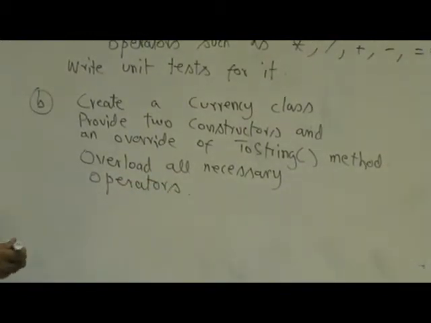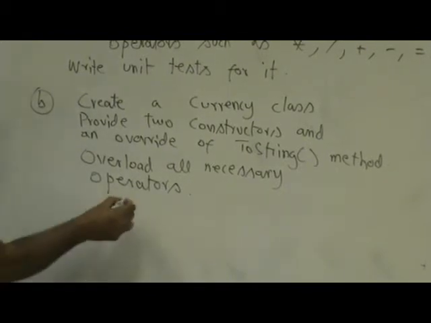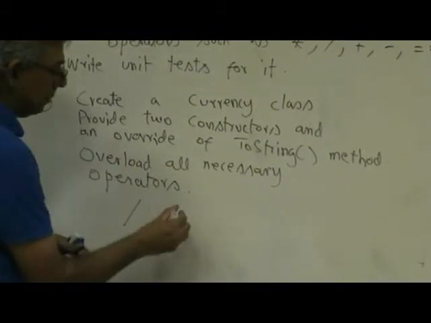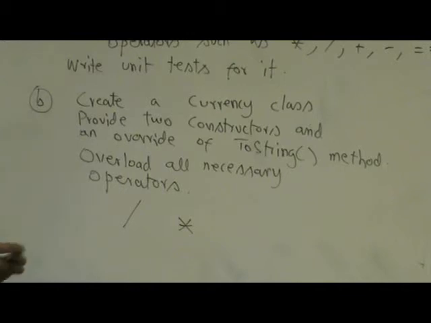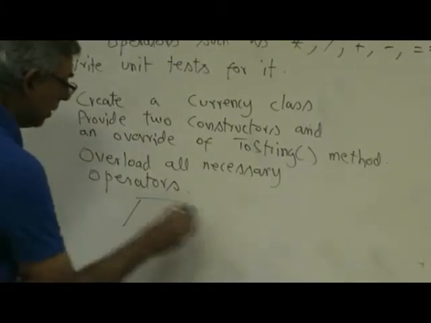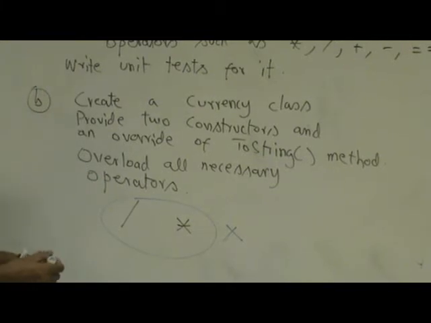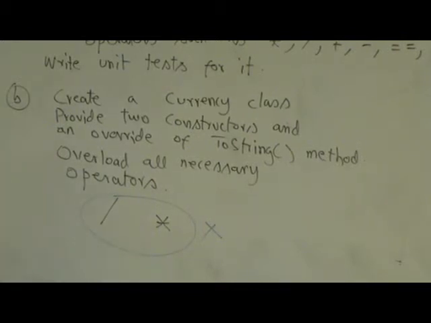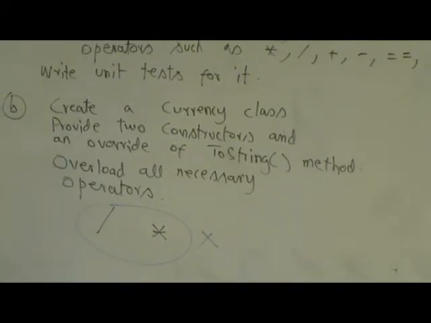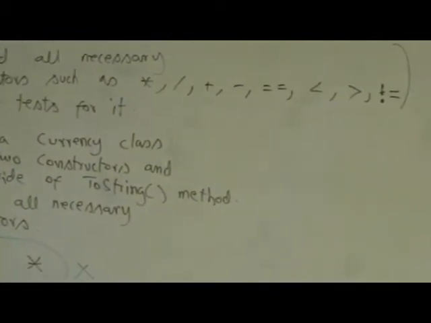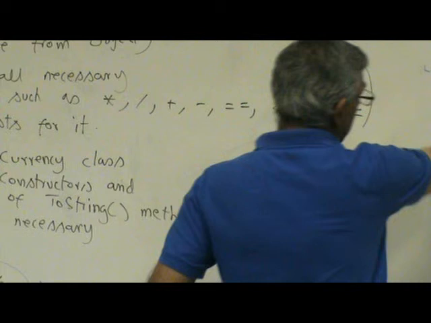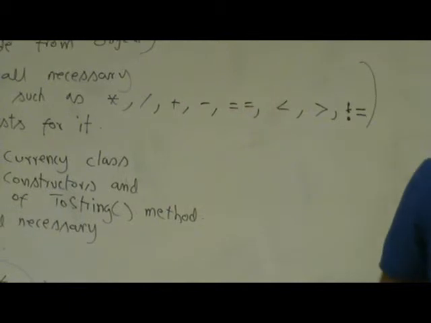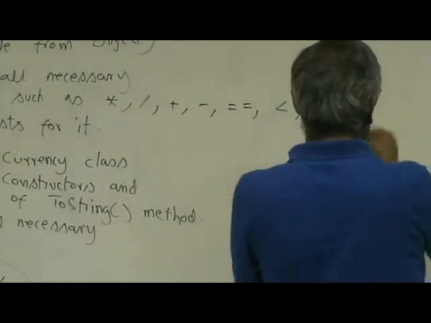Okay, so what are the necessary operators? For example, divide does not make sense with the currency. Okay, multiply does not make sense with the currency. Okay, so these you don't have to do, right? Plus minus, we do add currencies, we do subtract currencies, we do compare them, right? So the other operators do make sense. Let me just give you a quick idea of this, 2 more minutes, then I'll stop, so that at least you can get started on it. So if you were to create a currency class, right?